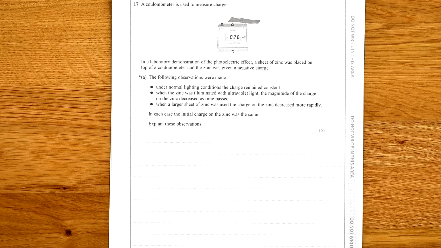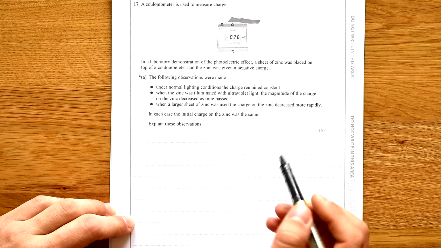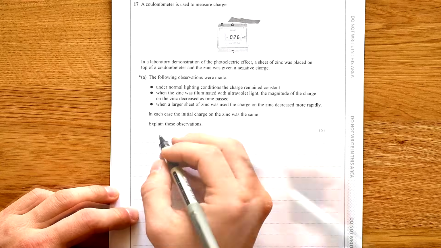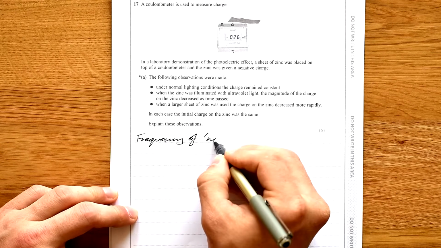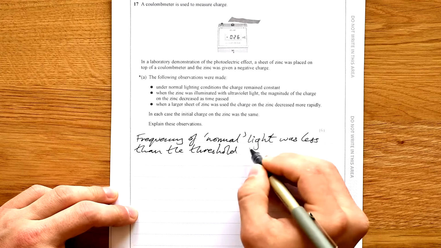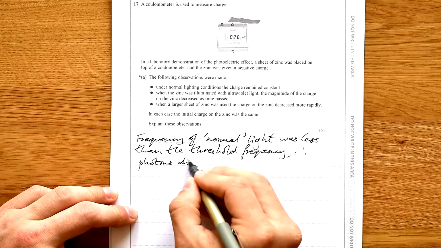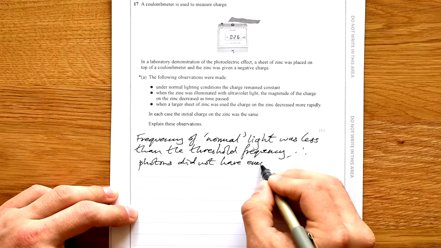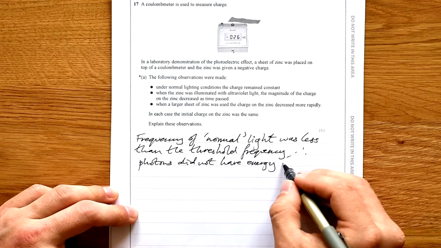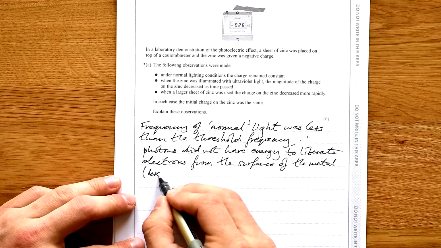Explain these observations. So under normal lighting conditions, the charge remained constant. So that means frequency of normal light was less than the threshold frequency. Therefore, photons did not have enough energy to liberate electrons from the surface. And we can say less than the work function.